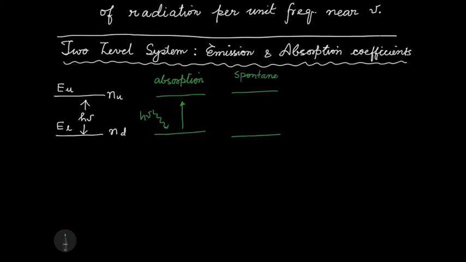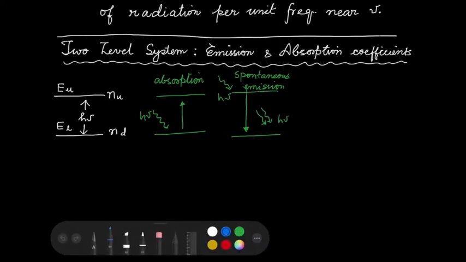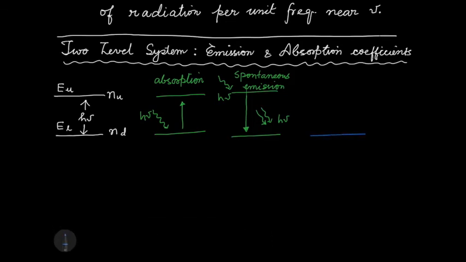I can have stimulated emission, that is radiation assisted emission, where one atom comes from the upper level to the lower level when a photon falls into it. Obviously there are two photons that will result: one was the original, the other is the new one.